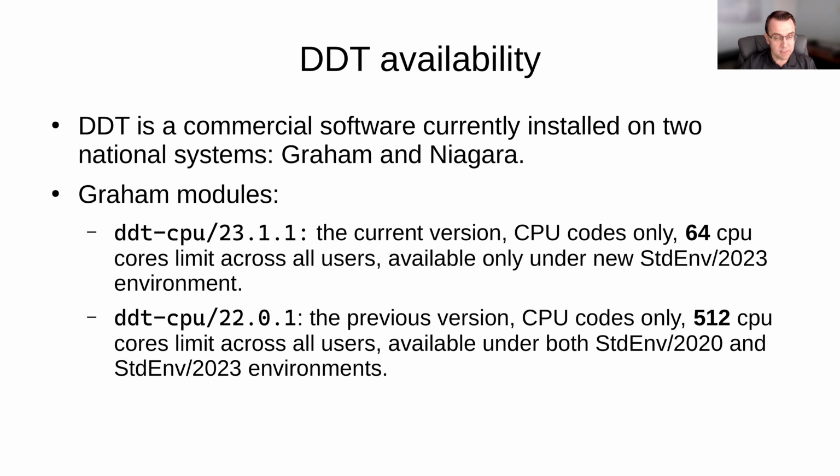On the Graham cluster specifically, there are a bunch of different modules you can load, but I'll only list those of interest. You don't really care about older versions of DDT. So what we have is DDT-CPU flavors. These modules are only for the DDT license which can only work with CPU cores. It doesn't work with GPUs. We have the most up-to-date version, 23.1.1.